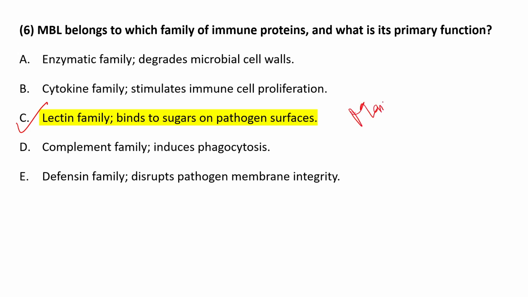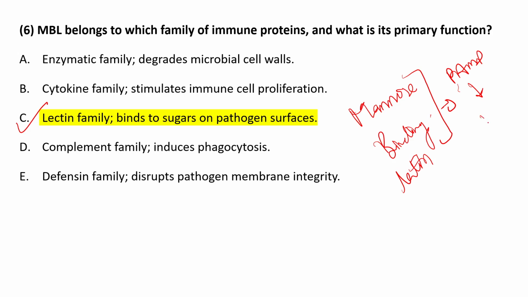This is mannose binding protein. I'll write it here again. Mannose binding lectin will bind the PAMP on the pathogen. So the primary function of MBL is to bind to sugar. And what about the other options? This is not an enzyme, so it will not degrade any type of microbial cell wall. It is not even a cytokine. It is not a part of complement protein, and it is not a defensin family. So it is directly the lectin family.